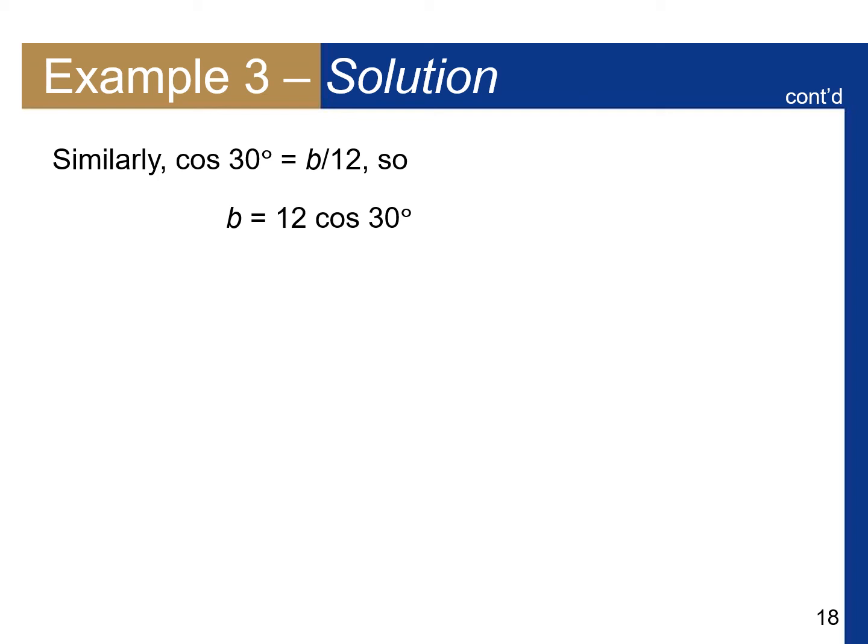Similarly, you could do the cosine of 30 to solve for B. You could also use the Pythagorean theorem to solve for B. And here we have B equaling 6 square roots of 3.